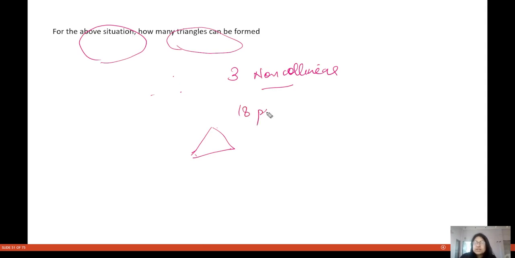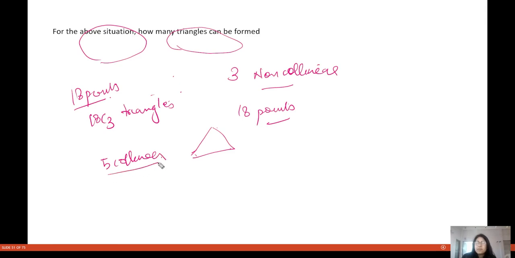We have 18 points. In the previous question we are given 18 points, and if they were all non-collinear we can form 18C3 triangles. And for 5 collinear points, how many triangles will you be forming? There are 5 points that are lying on the same line. How many triangles can you form? None. So you will just subtract 5C3 from here, because out of the combination of 3 points you will form one triangle, but here because these points are collinear, you cannot form any triangle.